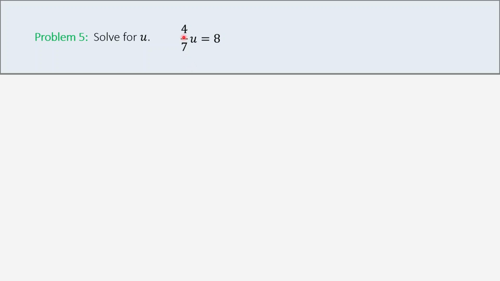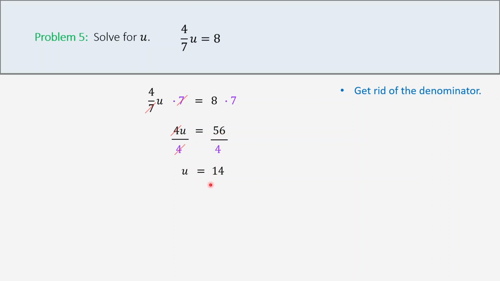In this equation, there is a fraction, so there is a denominator. First, you need to get rid of the denominator. There is only one denominator, so multiply both sides by the denominator. Write this, multiply the denominator, is equal to 8, multiply the denominator. Now cancel out 7 and 7, 4u is equal to 8 times 7, which is 56. Now divide by 4 both sides. Cancel out 4 and 4. U is equal to 56 divided by 4, which is 14. This is the solution.